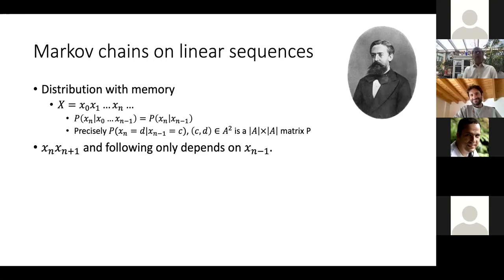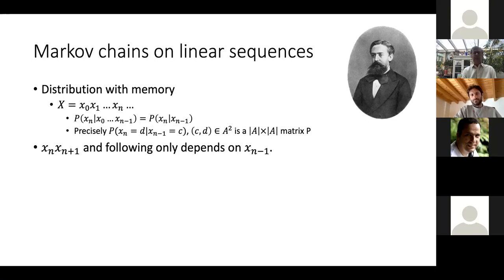So now I'm going to very quickly describe the Markov chain. What is the Markov chain? I know everybody knows, but just to fix the notation. It is a distribution with memory, contrary to the memoryless source that we described before. In this case, it means that the next symbol depends on the previous symbol, only the previous symbol. You don't need to know all the symbols before.